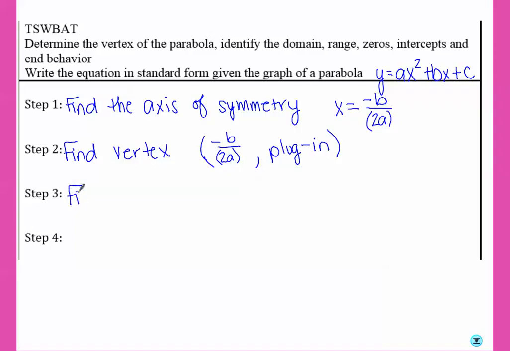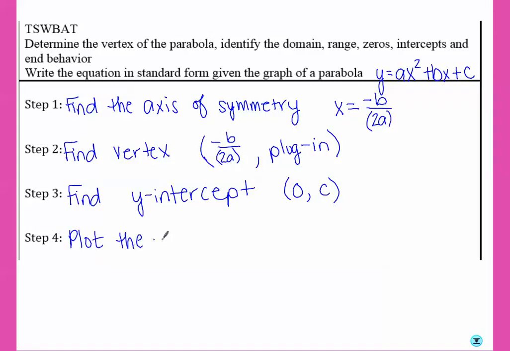Step 3, we're going to find the y-intercept, which is going to be the point (0, c). So whatever our value is on the end, that's going to be our y-intercept. And then we're going to plot the vertex and graph using our quadratic pattern.